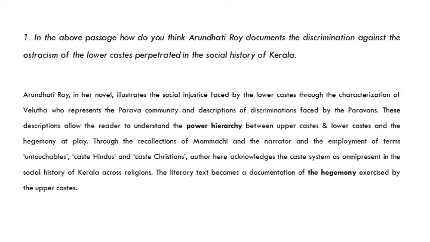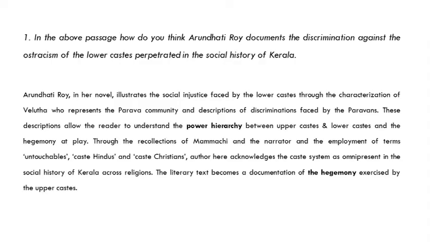The first one was regarding the discrimination against and the ostracism of the lower caste perpetrated in the social history of Kerala. Arundhati Roy in her novel illustrates the social injustice faced by the lower caste through the characterization of Velutha, who represents the Parava community, and descriptions of the discrimination faced by the Paravans. These descriptions allow the reader to understand the power hierarchy between the upper class, like Brahmins and the Syrian Christians, and lower caste like the Paravans, and the hegemony at play.